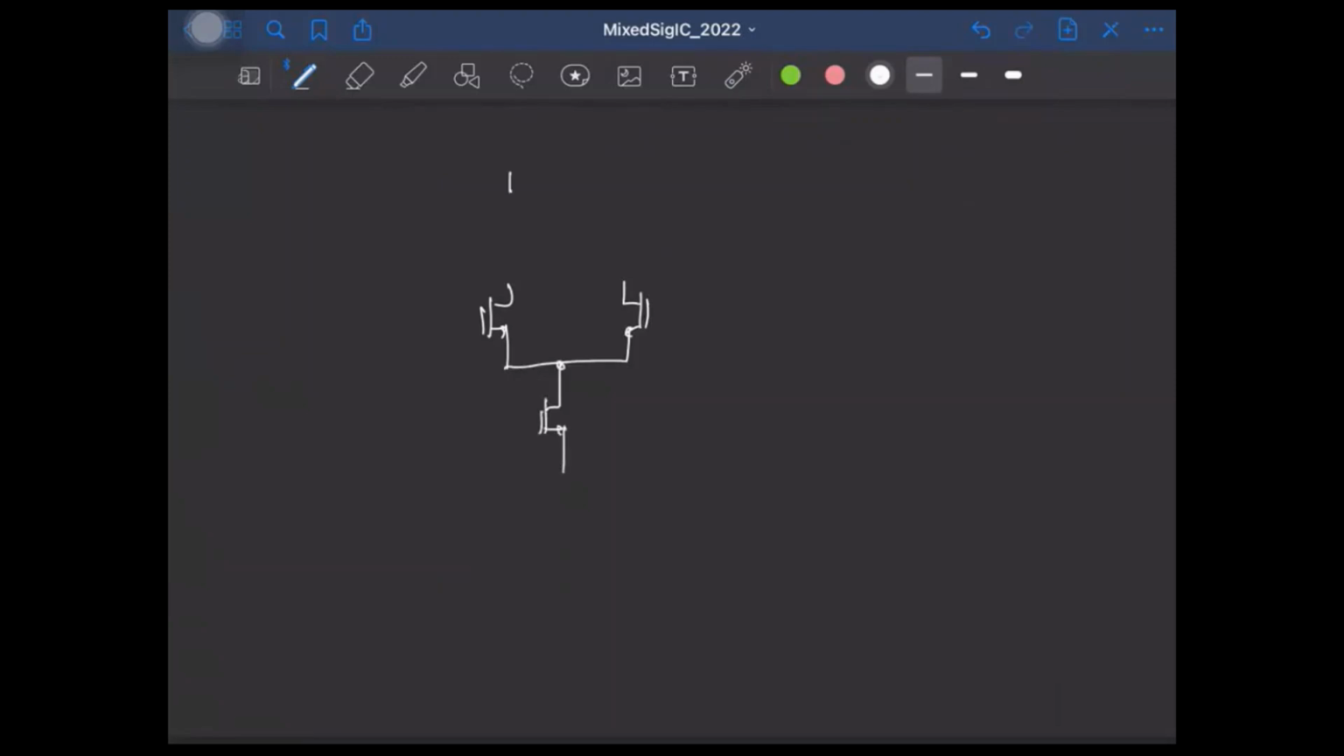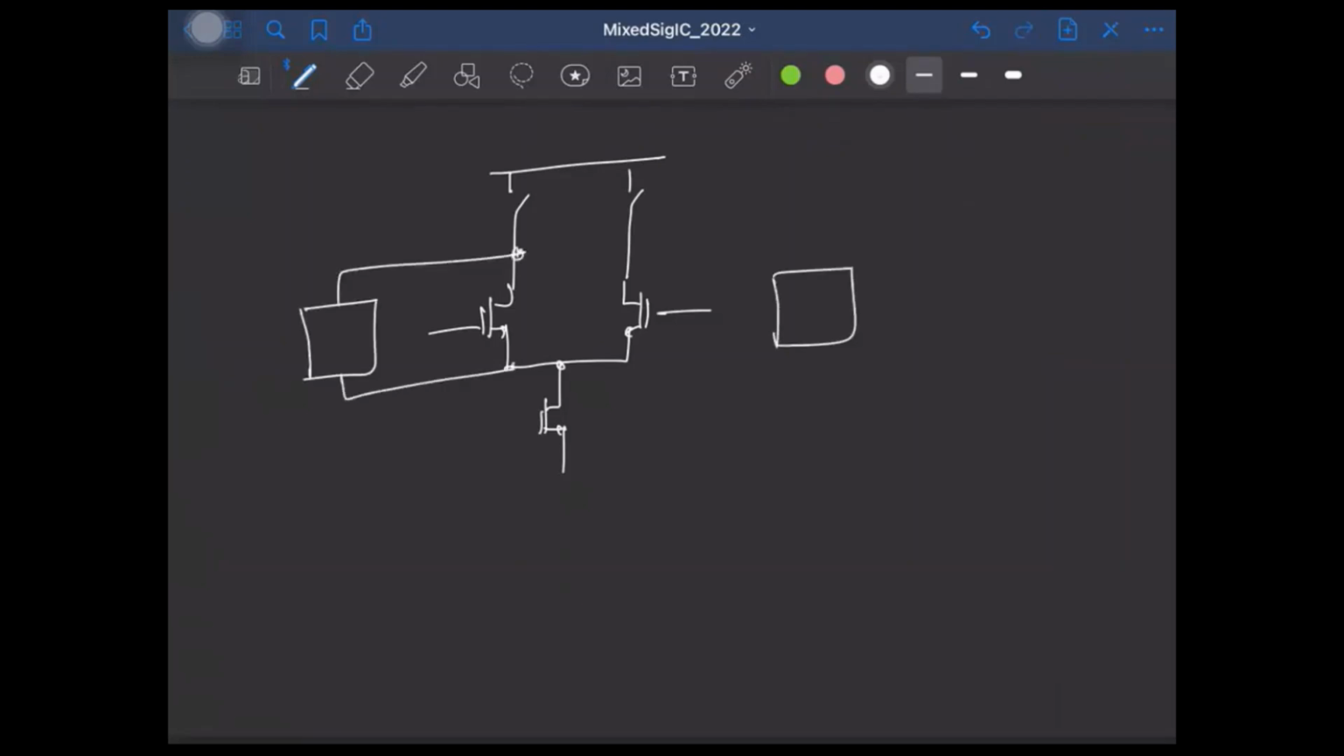Okay, so here we have the PMOS switches. I'll just show them as switches like this. So what we can do is have a bunch of transistors connected in parallel. And again, we notice that when there is mismatch, current in one of the arms will be higher than the current in the other arm, even when the inputs are equal.